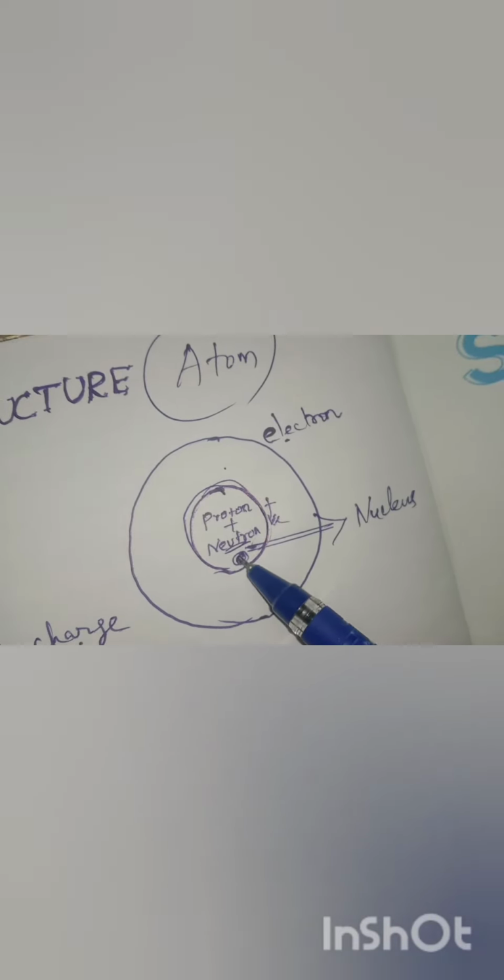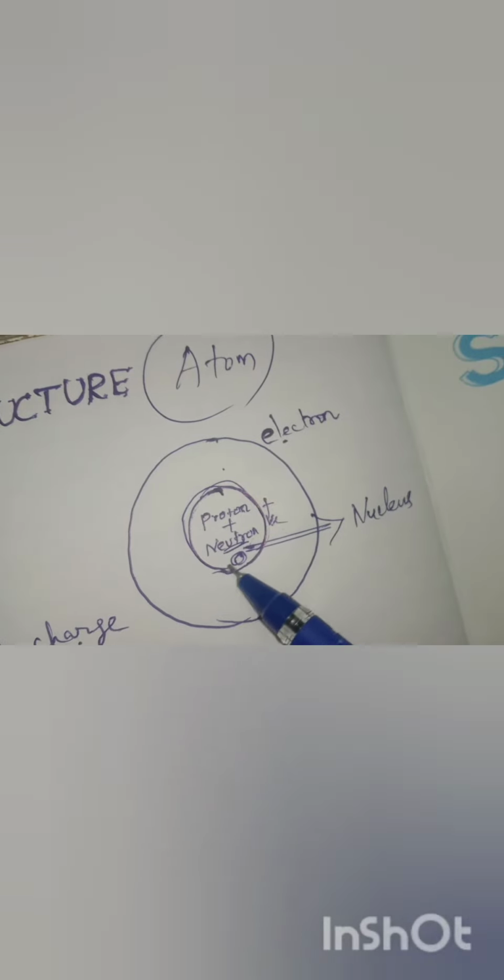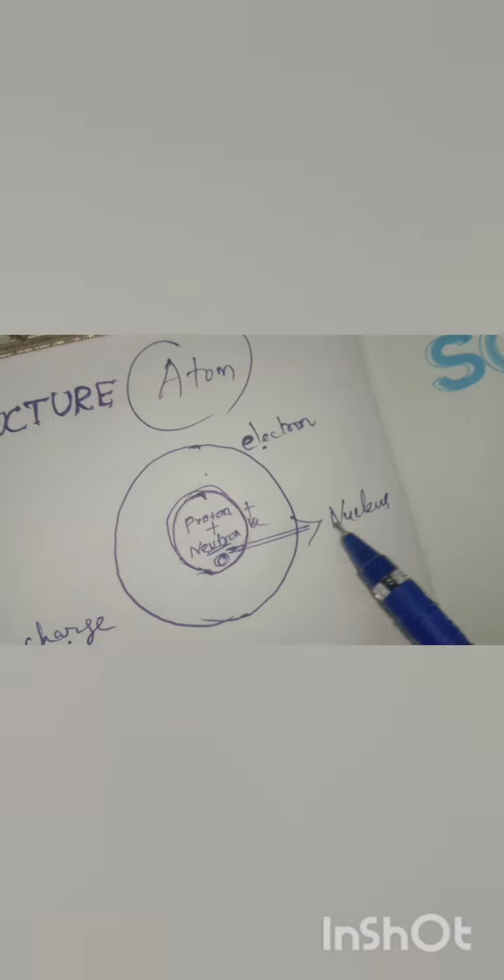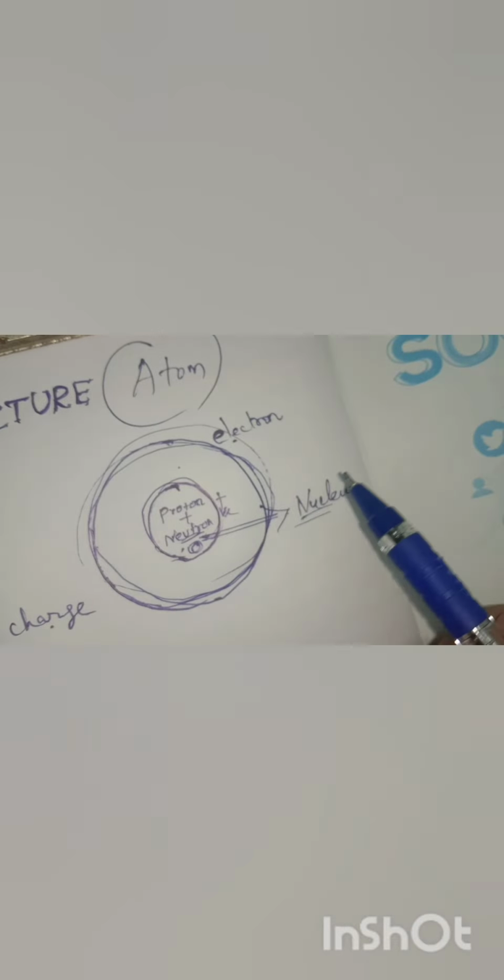This is the atom structure. The center part, I said, contains proton and neutron. Neutron has no charge, proton has positive charge, so this is fully positively charged and is known as nucleus, and this is a heavy dense part of this atom. So the electron is revolving around the nucleus, circulating like this.